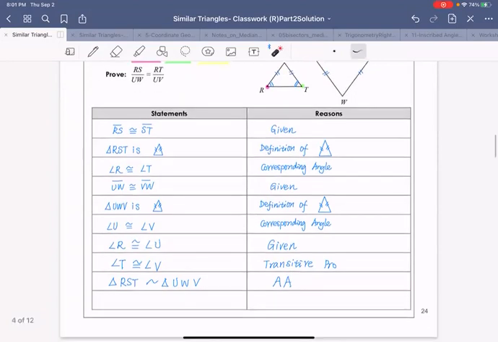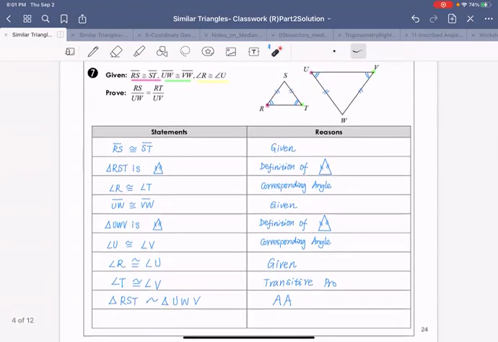And then RS over UW will equal RT over UV, correct? Yes. When you have these two similar triangles written down correctly in the correct spot, you will have this proportion: the ratio of the first two letters equals the ratio of the first and third.